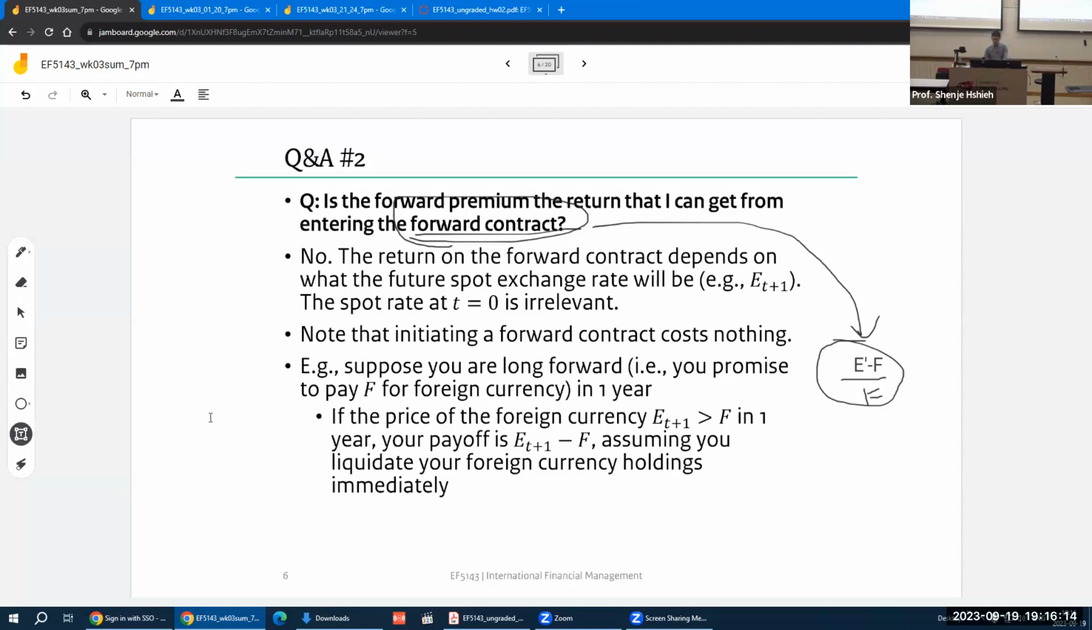Whereas the forward premium, to remind you, is F minus E over E, right? It's not the same. It's not a return on the futures or forwards contract. It's your belief, or the market's belief, of what future E is going to return to you if you hold it today and decide to sell it in the future, right?